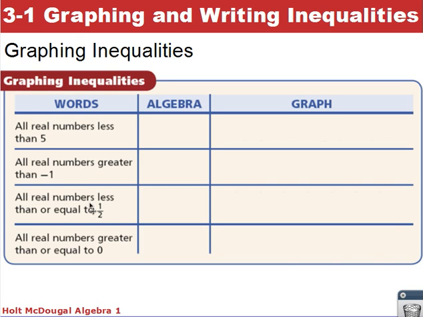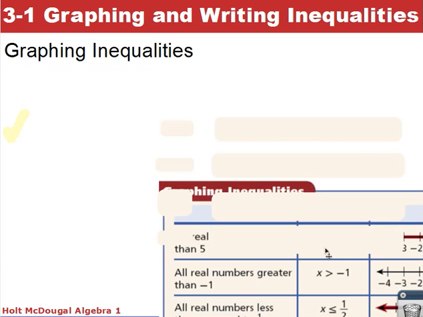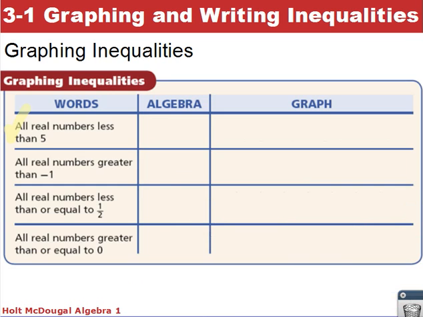Now we're given some words here, some sentences here. How would you represent those algebraically and to graph those same inequalities? So the first one we'll start with is all real numbers less than 5. Algebraically, it's going to look like x on the left-hand side again, a less than sign, and the number 5. Graphing it, since it's less than, it cannot equal, it's going to have an open circle at 5, and less than is going to go to the left-hand side, shade everything to the left.